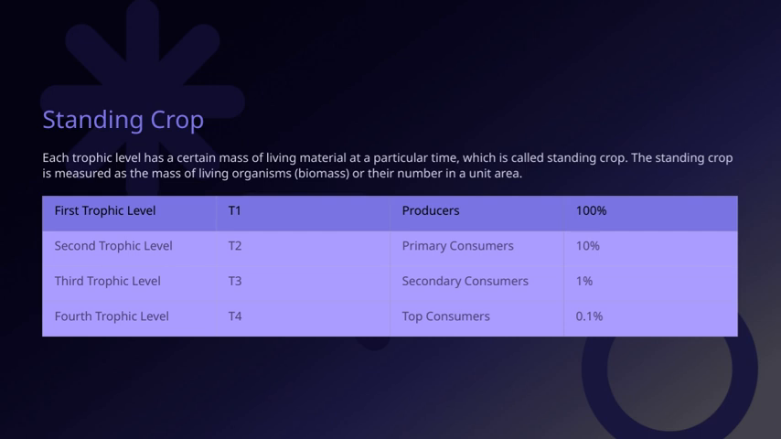This decreasing pattern highlights a key point in ecology. Energy transfer between trophic levels is quite inefficient, leading to much smaller populations and biomass as you move higher up. Understanding standing crop helps us visualize how energy flows and why ecosystems have a certain structure. It ties directly into the overall theme of energy transfer and sustainability within ecological systems.